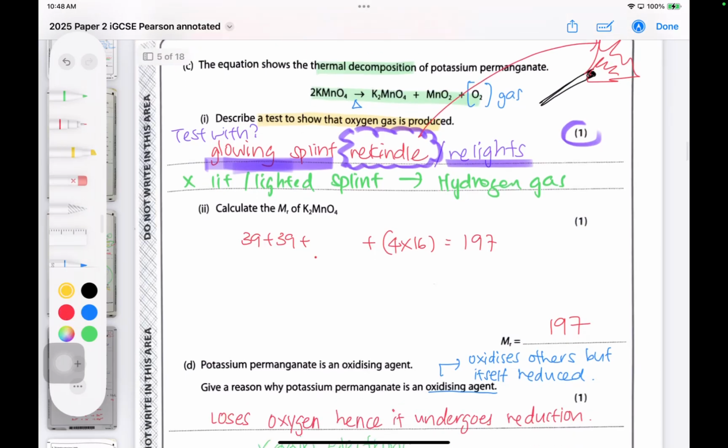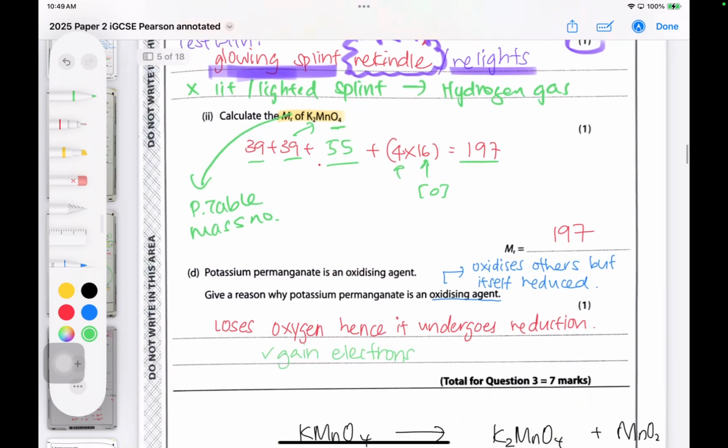Next, we need to calculate the Mr of K2MnO4. So for this kind of question, all you need to do is to use the periodic table, and again, you need to use the mass number of each substance. Okay, I'm trying to find my periodic table now, so obviously you see there's a blank there. Okay, manganese. Okay, manganese has a mass of 55. So this 39, they actually belong to potassium because there are 2 potassium, so we've got 39 plus 39, and then manganese is 55, and then we've got 4 oxygen. Every oxygen is 16, and there are 4 of them, so you will get 197.